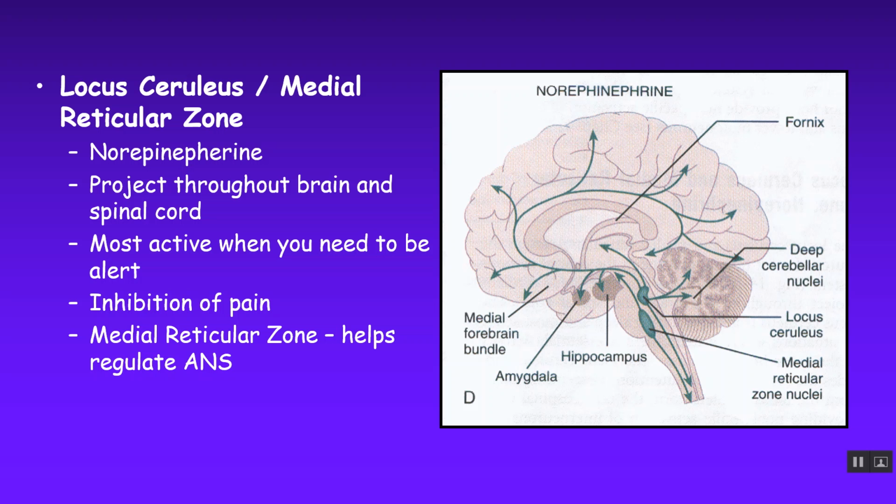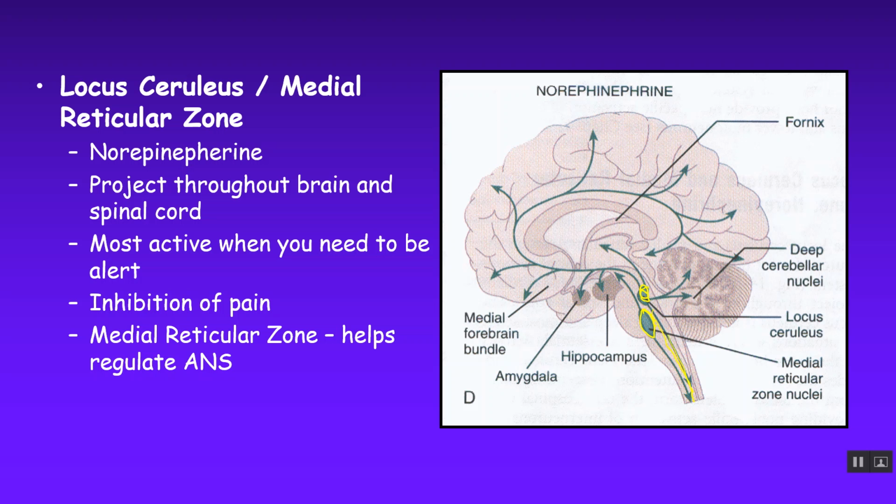The locus coeruleus is in the medial reticular zone. Okay, so here's the locus coeruleus, and then just some of the neurons that are lying in the medial reticular zone as well have similar functions. They secrete norepinephrine, okay? So they project throughout your brain and spinal cord. They're most active during vigilance and when you need to be alert. But the medial reticular zone and the locus coeruleus that project downwards also help to modulate pain.